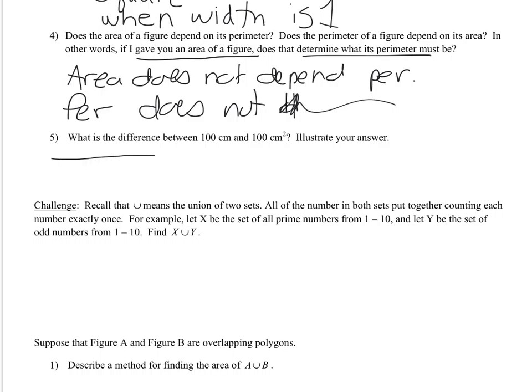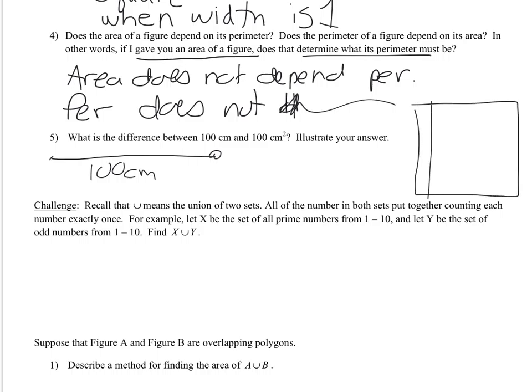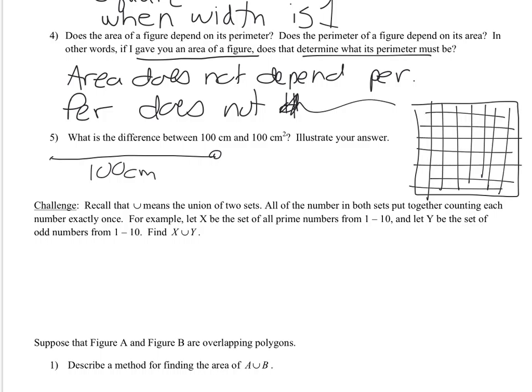Number 5, what is the difference between 100 centimeters and 100 centimeters squared? Well, 100 centimeters is a length, how long something is, or a distance. 100 centimeters squared, I'm going to draw it like this. If each of these were 10, then we would end up with 100 different squares inside of that. That's 100 centimeters squared. So that is an area, covers this whole surface, and the first one is just a length, which is what we use for perimeter.